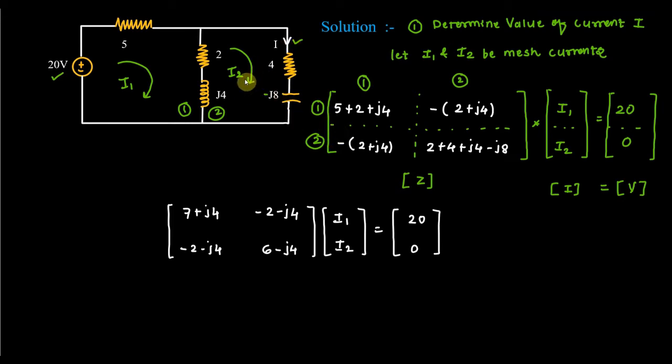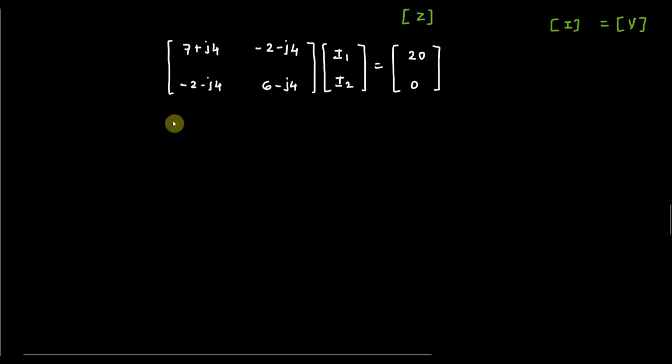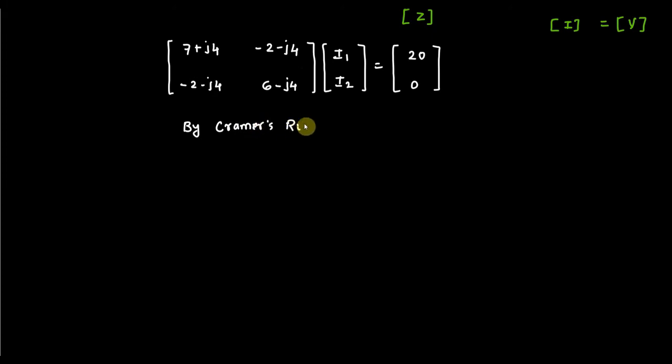If you see the network, current I means your I2 is same as I. If you follow the network, your I2 is same as I. So I first find out the I2, and that I2 will be equal to I. So how will we calculate I2? By simply Cramer's rule. So according to Cramer's rule, your I2 is delta 2 upon delta.